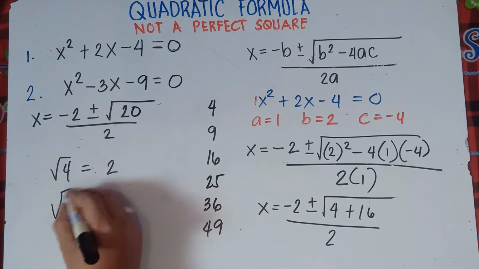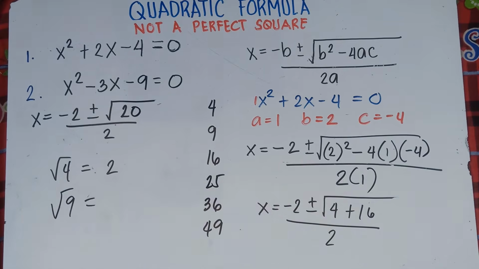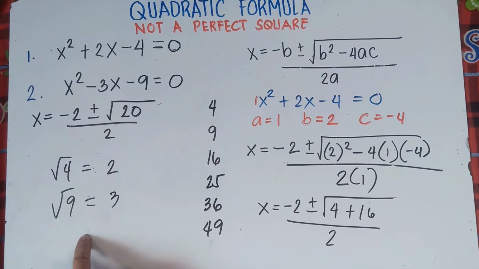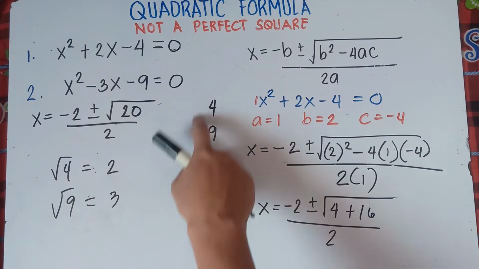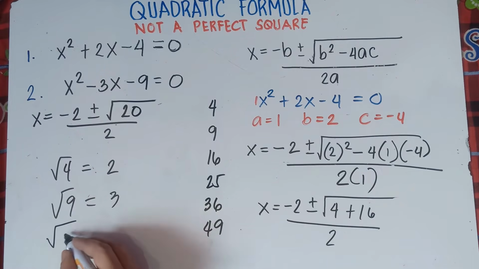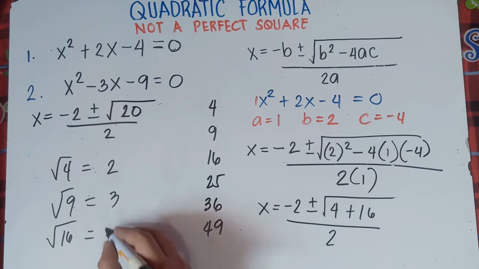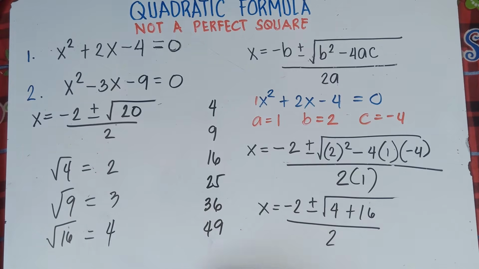Okay? Example, square root of 9. You think of a number that when you multiply it by itself, the answer is 9. Of course, the square root of 9 is 3, right? Because 3 times 3 is 9. So, these are perfect squares. Last example, square root of 16. What will be the square root of 16? You find a number that when you multiply it by itself, the answer is 16. Of course, it will be 4, right? Because 4 times 4 is 16. So, that's how you call it, class, the perfect square.